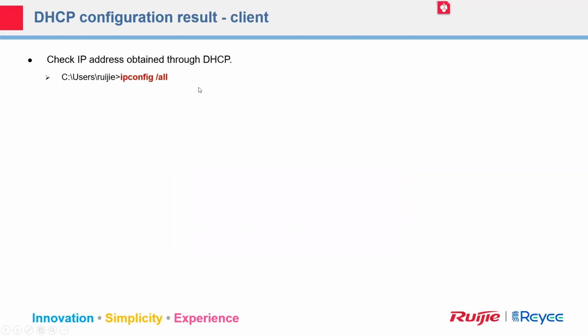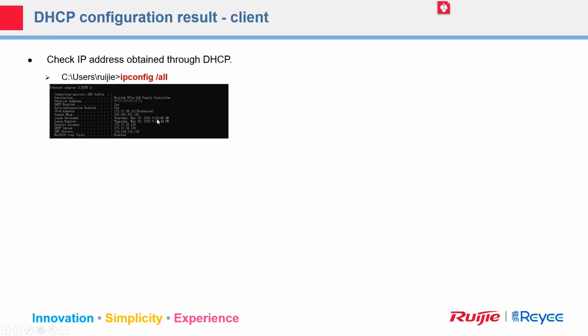And about the client, some typical commands we will use. The first one, we can check what IP address we get from the DHCP server, right? On Windows, maybe the command we use is ipconfig /all. Then we can see this command's information: what's the IP address, subnet mask, and what's the gateway.